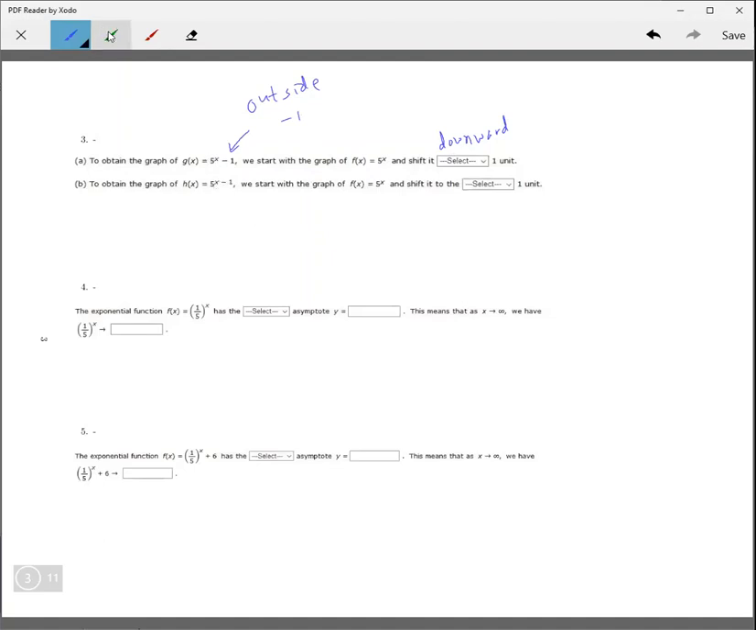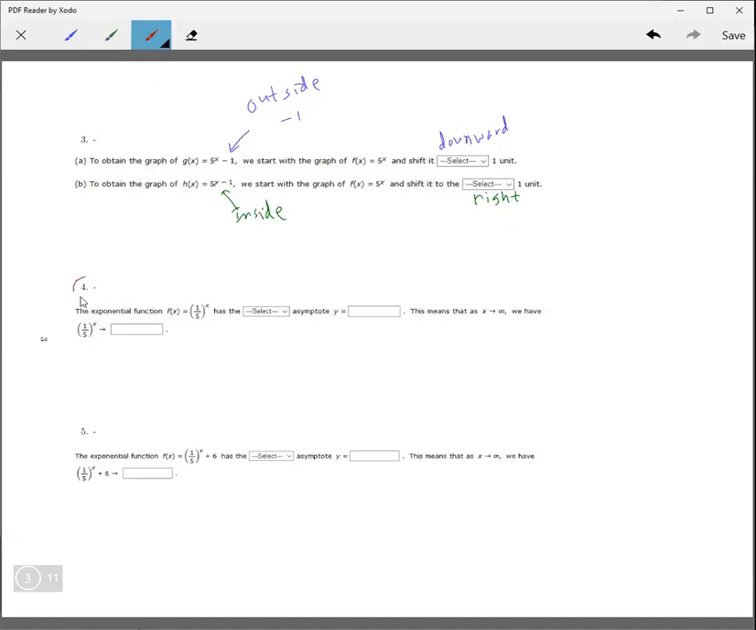Here, if you notice, this minus 1 is up here with the x. It's actually up in the exponent. It's not subtracted afterwards, so this is inside. Inside means it's horizontal and in the opposite direction. So it's going to shift it to the right by 1 unit. Instead of going left, minus goes right when it's inside.